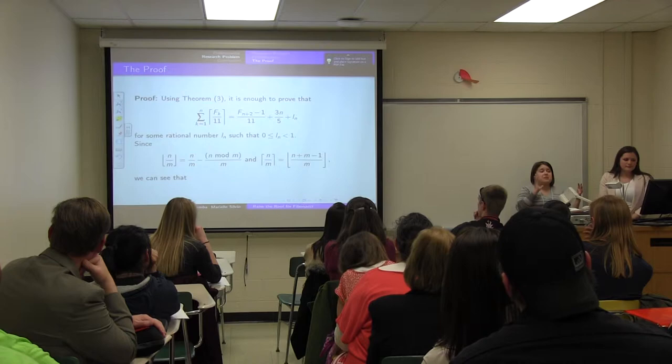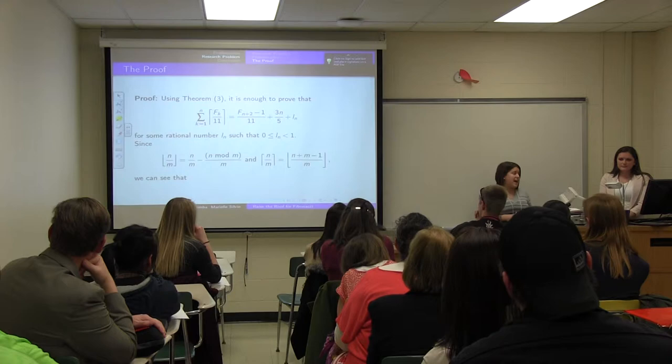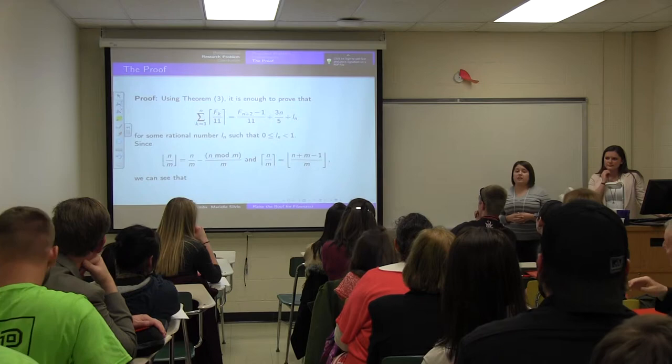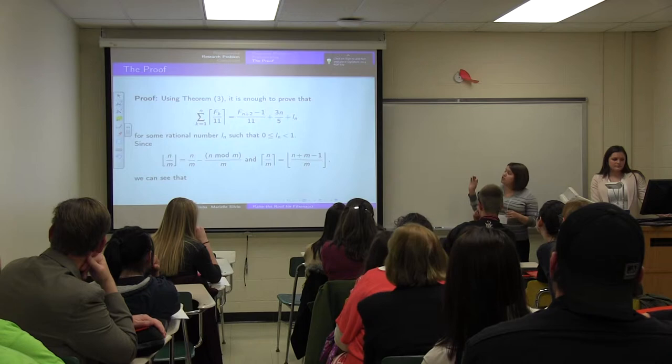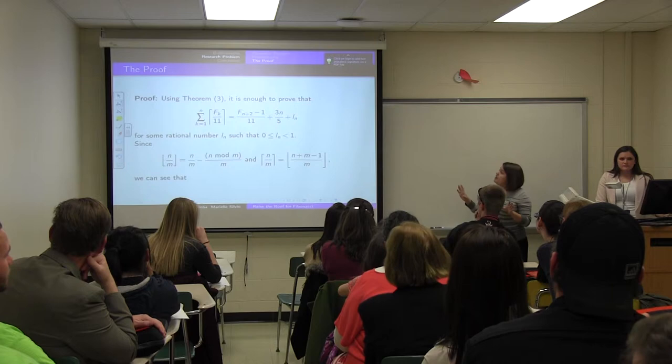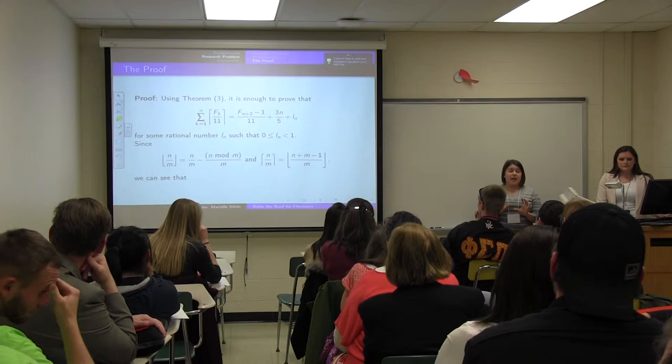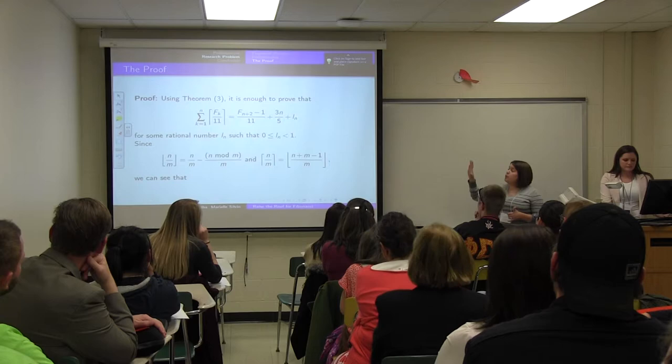According to Theorem 3 that Marielle just went over, it is enough for us to prove that the summation from k equals 1 to n of the ceiling of f of k divided by 11 is equal to f of n plus 2 minus 1 divided by 11 plus 3n divided by 5 plus some l of n, which is greater than or equal to 0 and less than 1. Now, according to Theorem 3, the summation from k equals 1 to n of the ceiling of f of k divided by 11 is our a term. The f of n plus 2 minus 1 divided by 11 plus 3n divided by 5 is our b term. And then again, we have some l of n that is greater than or equal to 0 and less than 1.